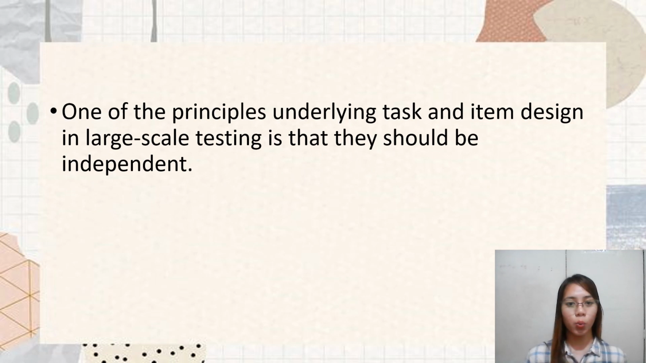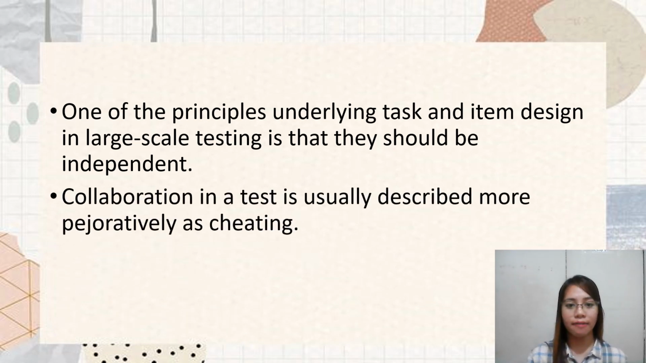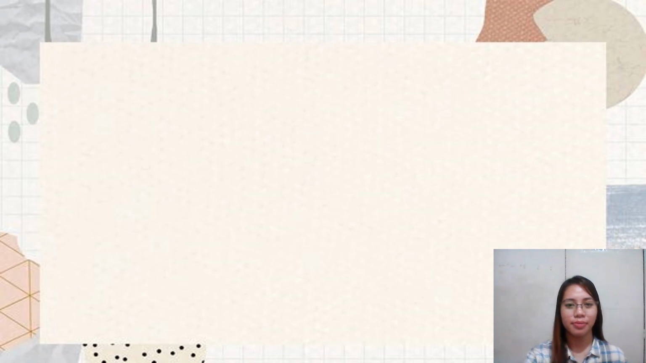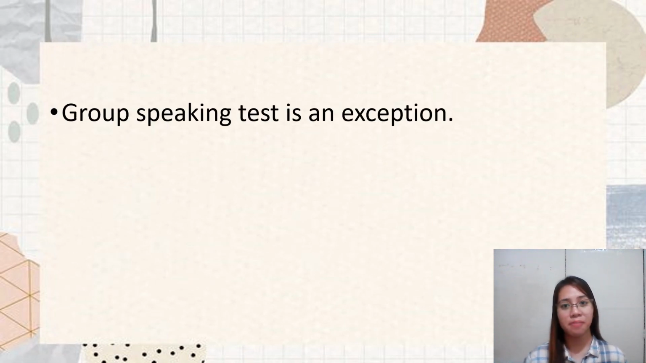And so, one of the principles underlying task and item design in large-scale testing is that they should be independent. However, collaboration in a test is usually described more as cheating. So the responses of any one individual to a task or an item should be independent of the responses of any other individual. In an exam, working together is typically referred to more negatively as cheating. But a performance-based, group speaking test is an exception.